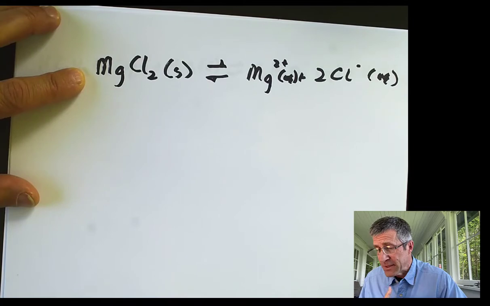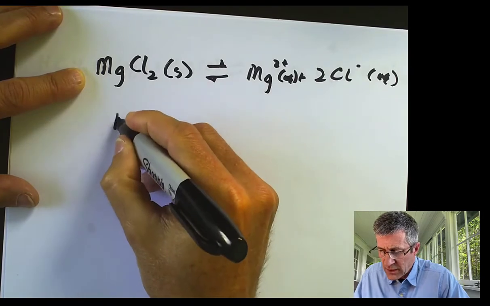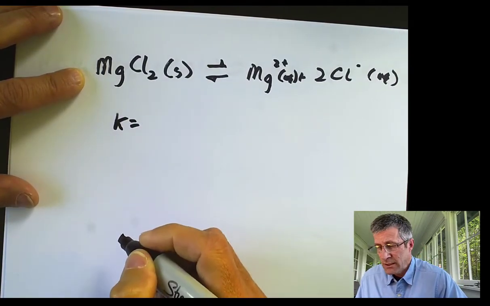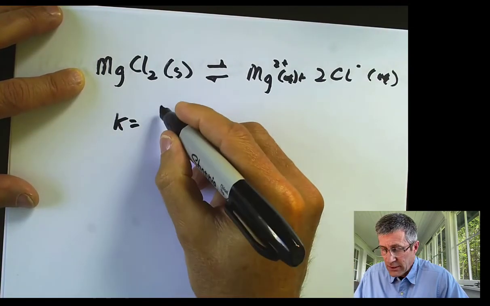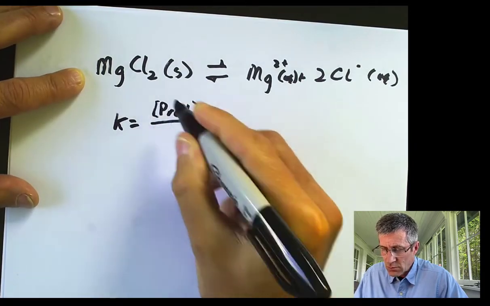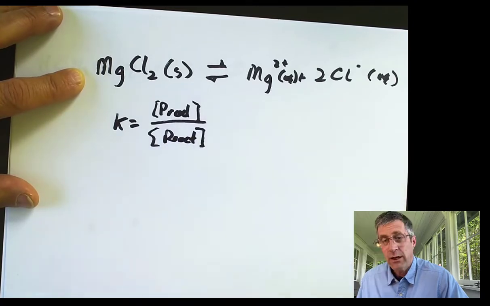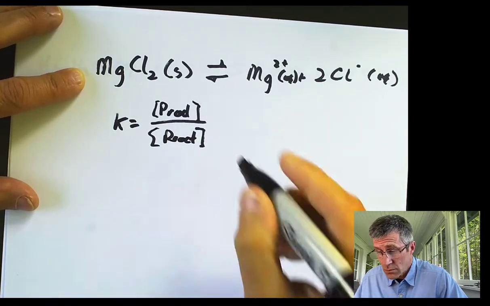And it's nothing new, right? We've seen this before, but I can write this in terms of equilibrium. So I can say, well, this is going to have some equilibrium constant, and this is going to be, again, the concentration of the products over the concentration of the reactants, and I'm going to leave solids and liquids off. So let's see what I get.